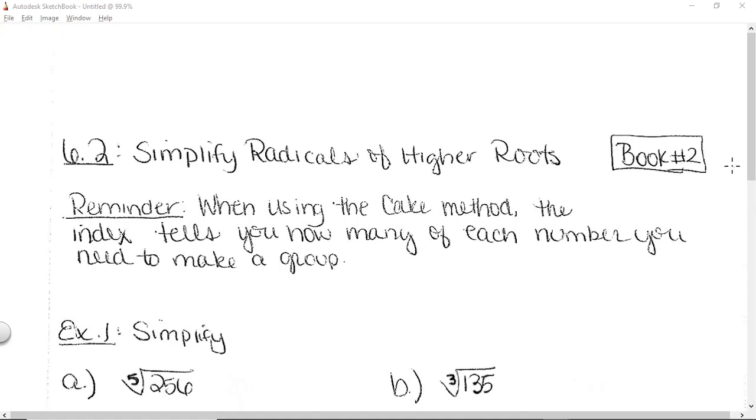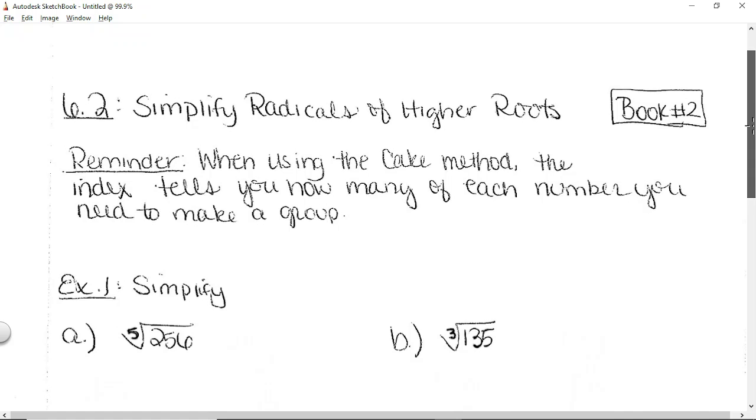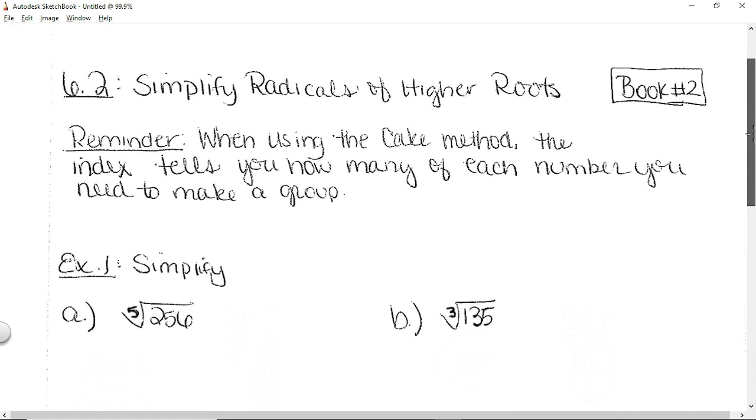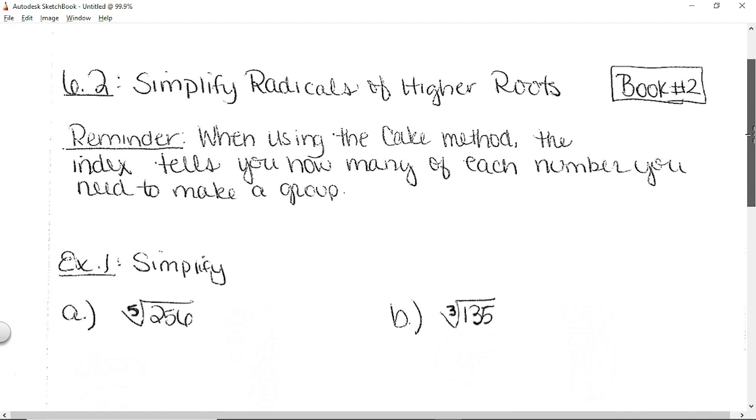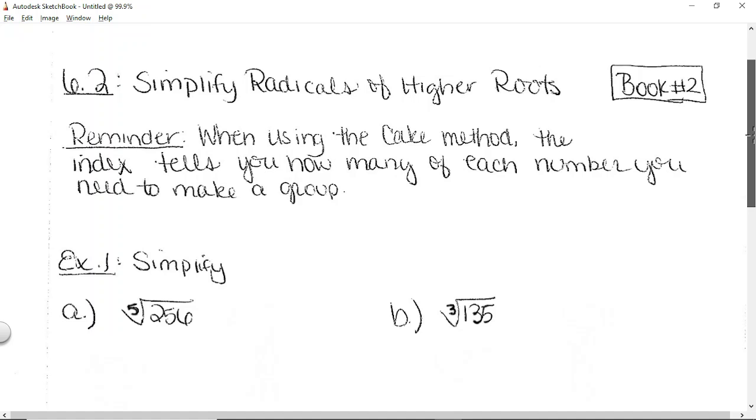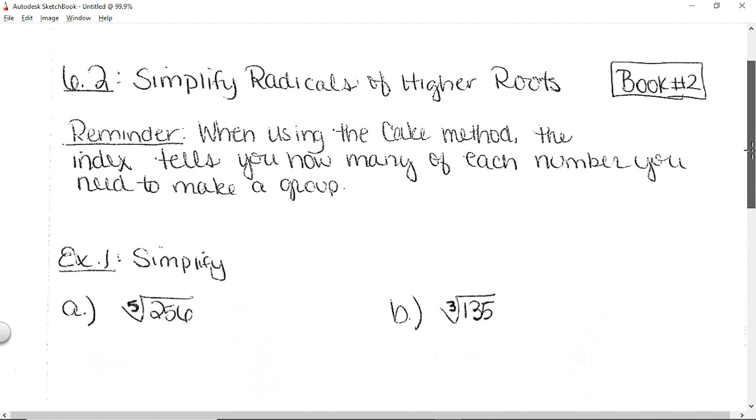Hello, algebra students. We're looking at section 6.2 today, simplifying radicals of higher roots. Yesterday, we only looked at square roots. All of the radicals had the index 2, so they were square roots. But today we're going to be using higher roots. Remember, the index can be 3, 4, 5, and so on. So we're going to look at some of those today.